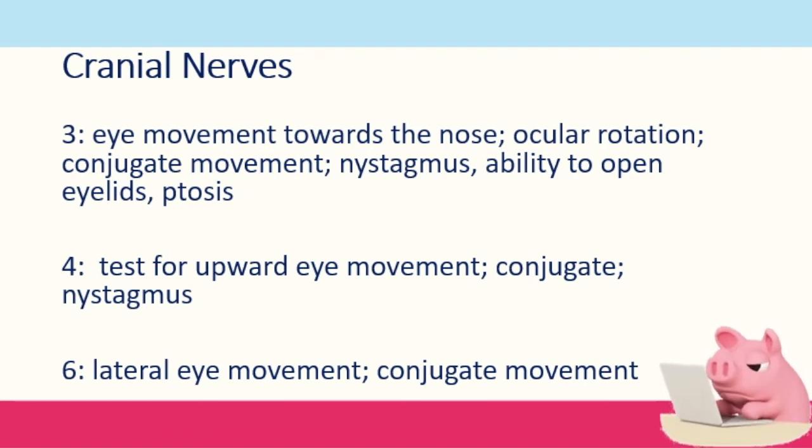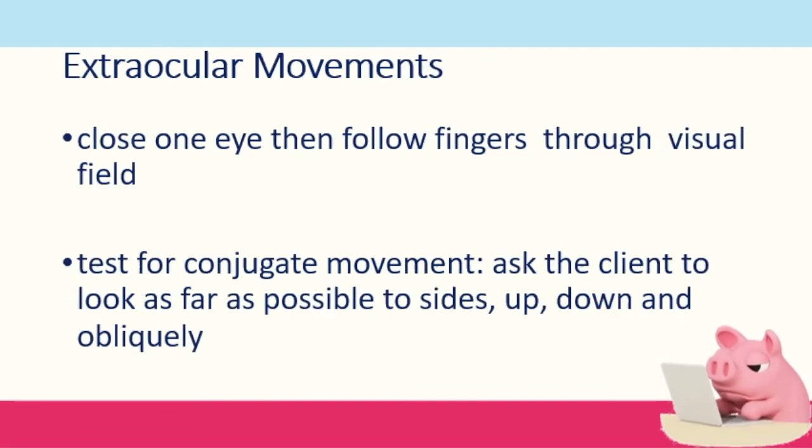Try to differentiate, class. Number 3 talks about eye movement towards the nose. On the other hand, your 4 would test for downward eye movement, and your number 6, of course, is the lateral movement. To assess for your extraocular movement, you'll be instructing your patient to close one eye, then to follow the fingers through the visual fields. This would be able to accurately assess whether the damage is on the left side of the eye or the right side of the eye.